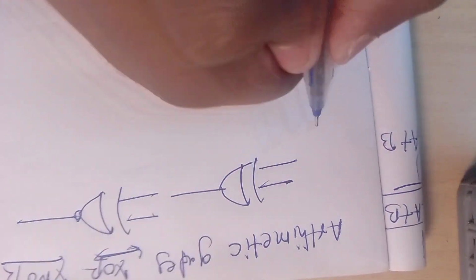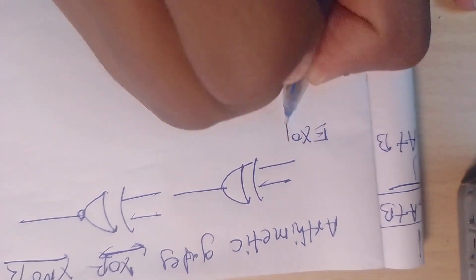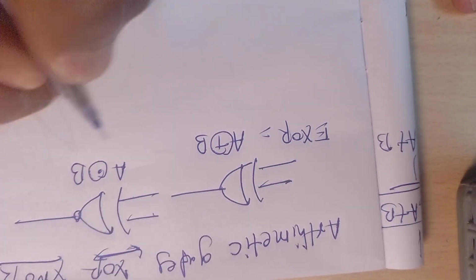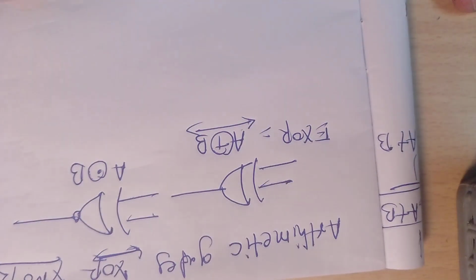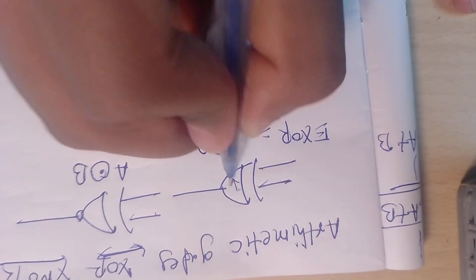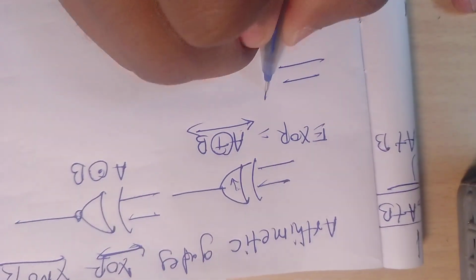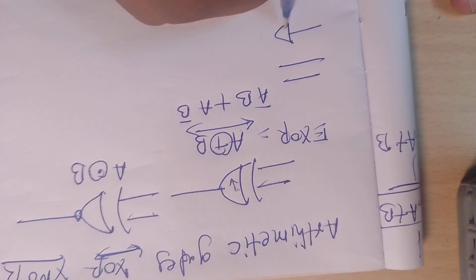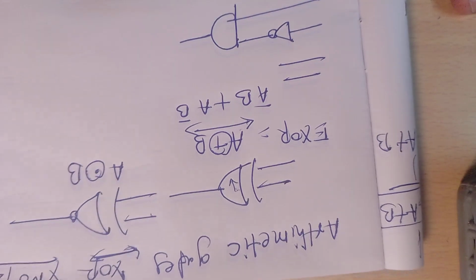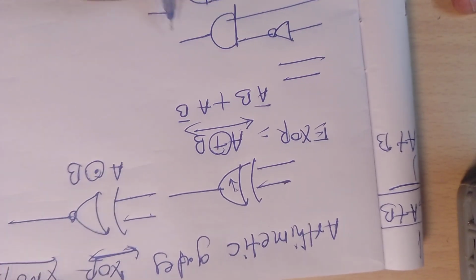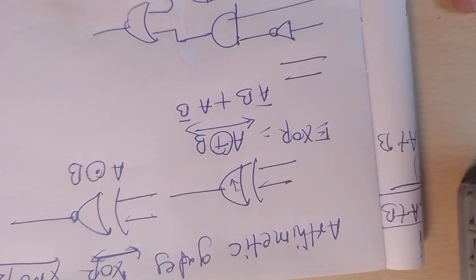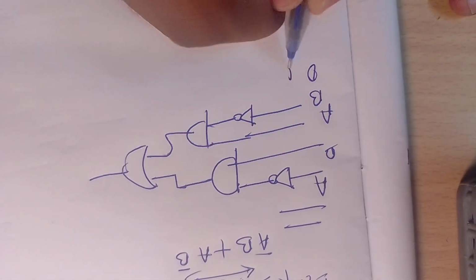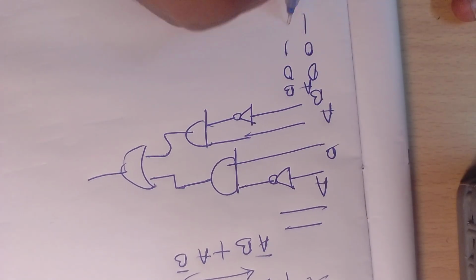XOR means A XOR B, this is the XOR operation. Inside, it is not like this; the structure is A bar B plus A B bar. This is like an odd one detector. If you give the inputs A B as 00, 01, 10, 11.